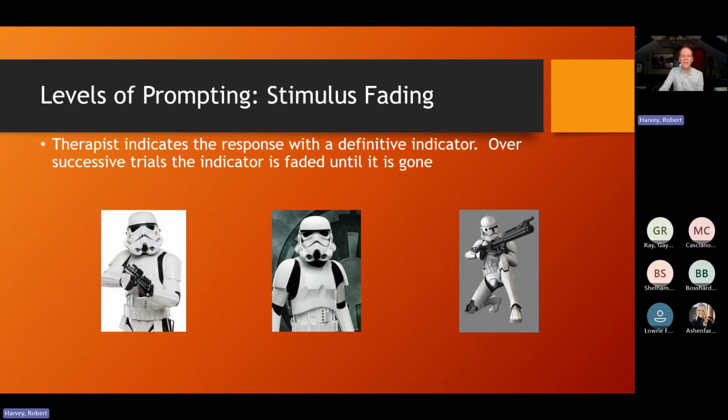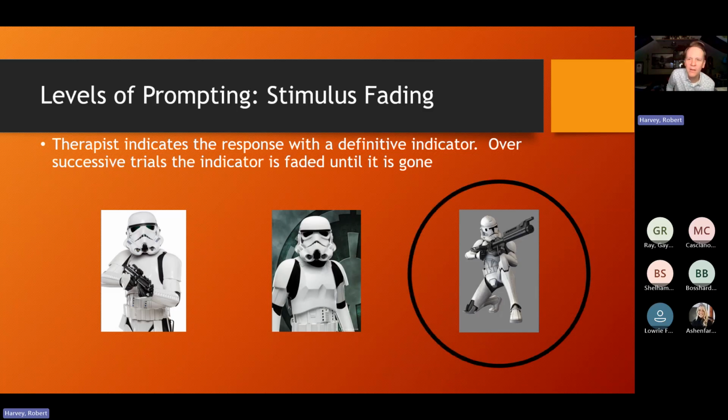Okay. Stimulus fading. This is Ashley Agentis's absolute favorite, and it is very, very cool. Okay. So you start with a definitive indicator. So you say touch clone trooper. And this would be a good way to teach Chelsea, who's really nervous about this. So I say touch clone trooper, and she's clearly going to touch the one that's really heavily circled, okay?